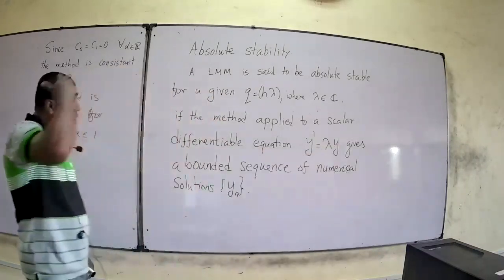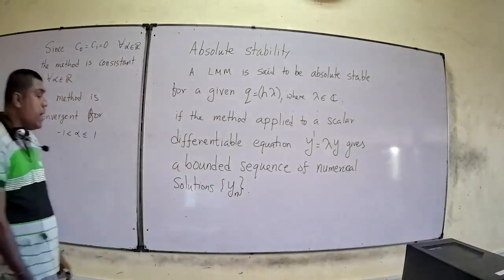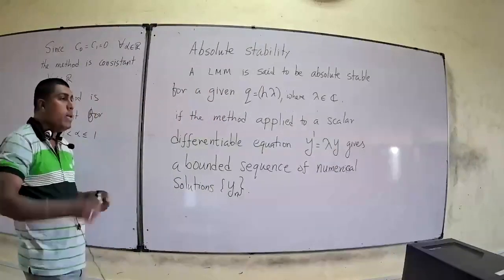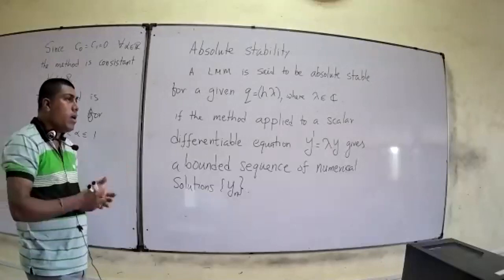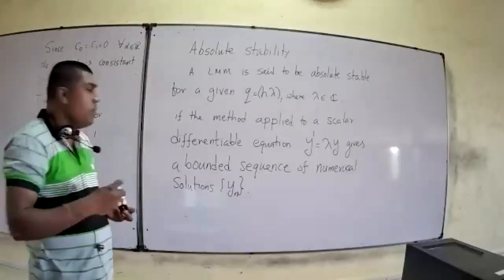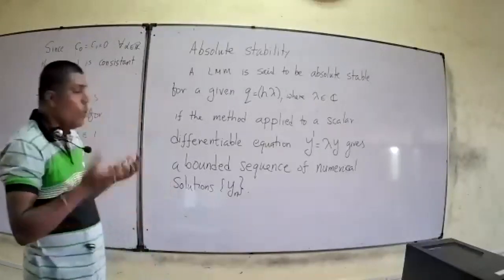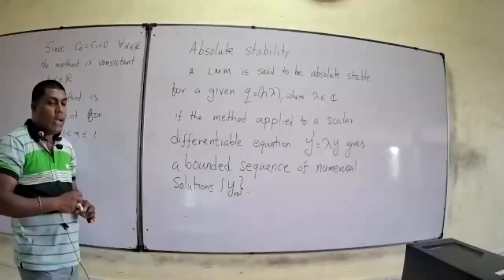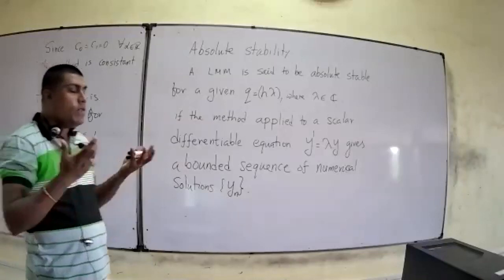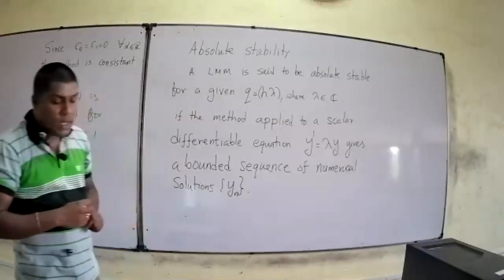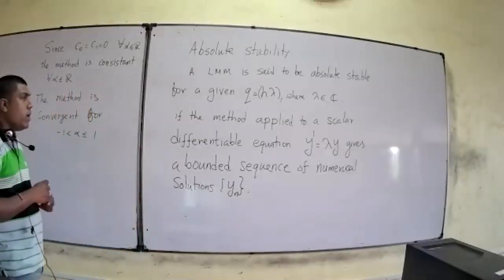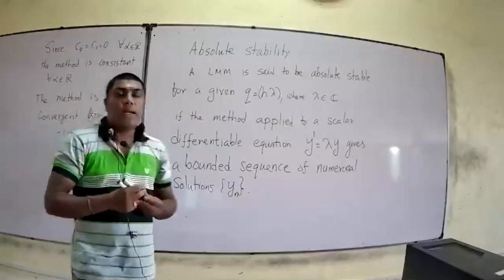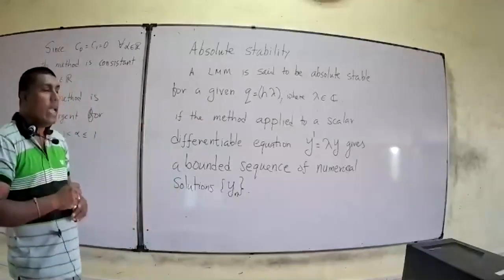So if the sequence generated by that numerical method is a sequence of approximations, and if they are bounded, if the sequence is bounded, right? So then the absolute value of that yn is less than some fixed value. That is what we mean by boundedness. And so as long as this is bounded, we call the method absolutely stable, right?